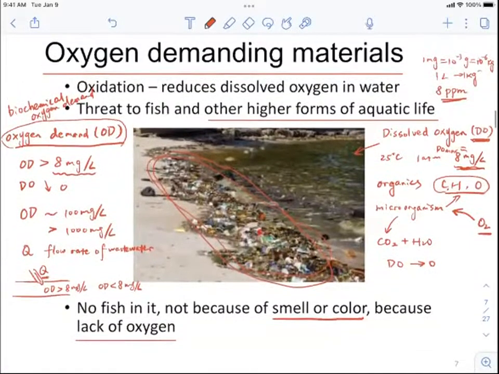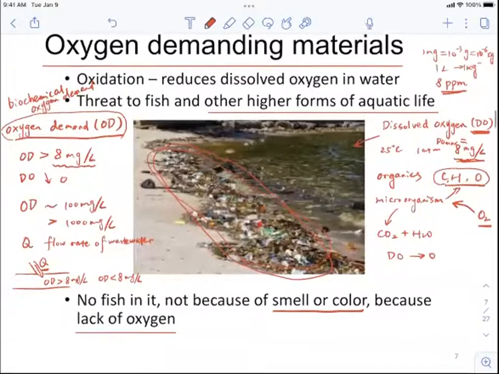All right, so this is the oxygen demanding material. As we said, they're basically just organics, right? So when we decompose these organics, we're going to consume oxygen, and then it's going to lead to a reduction of the dissolved oxygen, and then harm the ecosystem.